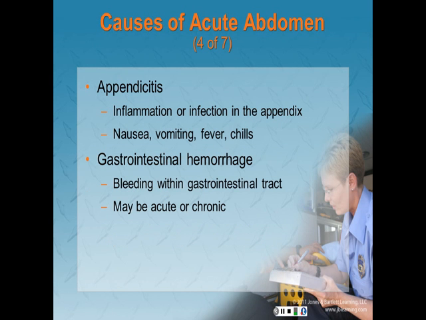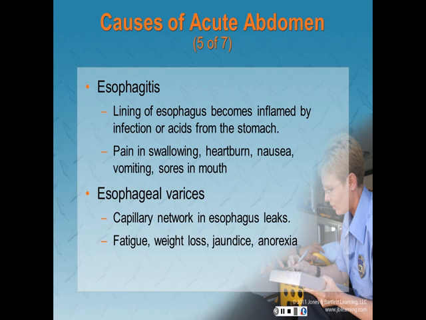GI hemorrhage. Bleeding. This is bleeding caused within the GI tract, and it can be acute, which may be shorter term and more severe, or chronic, which may be of longer duration and less severe. All complaints should be considered serious, and it can occur in the upper or the lower GI tract. The bleeding in the upper GI tract occurs from the esophagus to the upper small intestine, and lower GI bleeding occurs between the upper part of the small intestine and the anus.